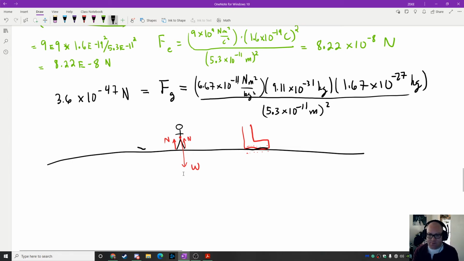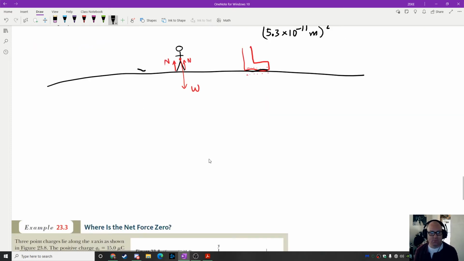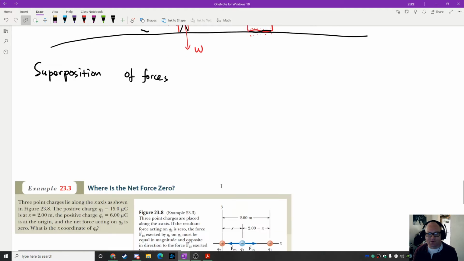All right, let's talk about superposition of forces. This is not 2 words, it's 1 word, superposition. What is that? What is it doing? Okay. Superposition of forces. So this is something you may or may not have learned in Physics 1A. Regardless, it's always a good idea to repeat it.